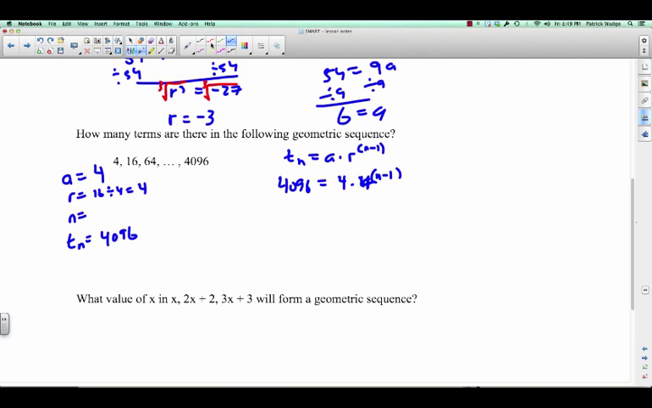Okay, to solve this, the first thing you need to do is divide by 4. And if you do that, you'll get 1,024 equals, so that took care of this 4. We're still left with 4 to the n minus 1. Okay, now we get to something weird. What we have is an exponent with a variable in it, an unknown in the exponent.